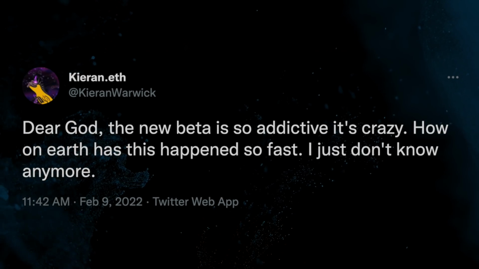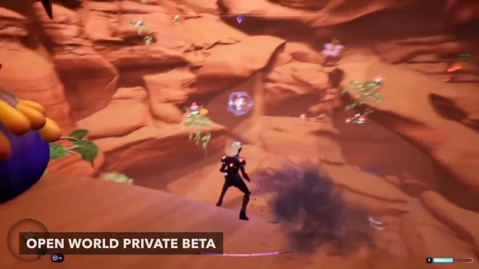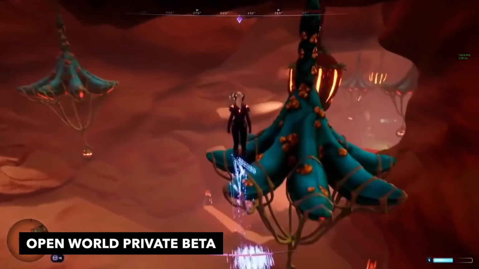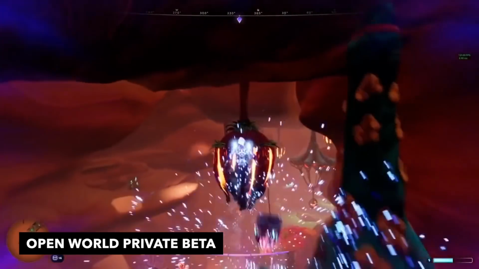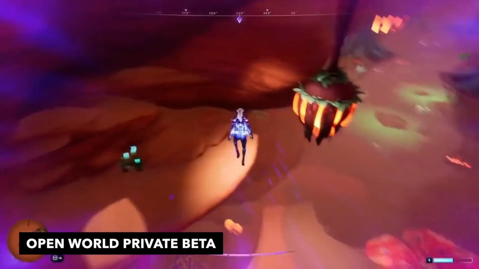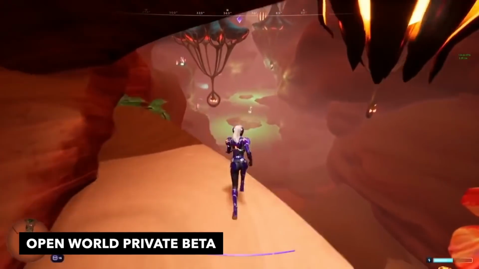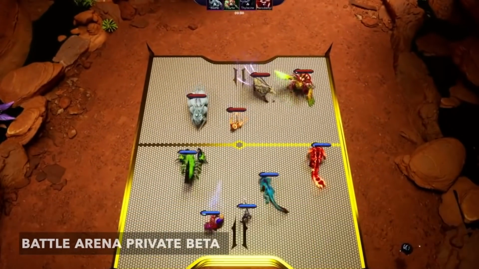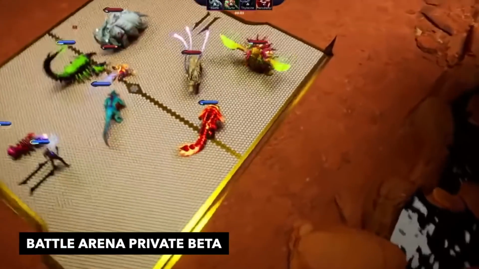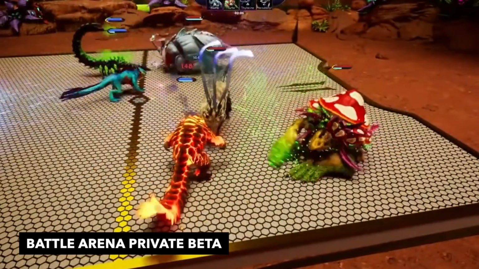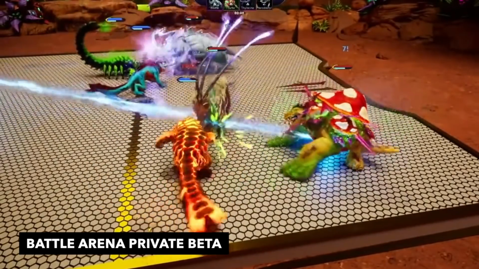Yes, there is a closed internal private beta and an open private beta out in the wild. The internal beta is for the open world gameplay, so only internals can play this as of right now, but leaked footage from this looks pretty dang sweet and polished. There is also an open private beta for the Battle Arena, where you can battle Illuvials in their PvE Auto Battler Survival mode, and footage from this looks just as good.